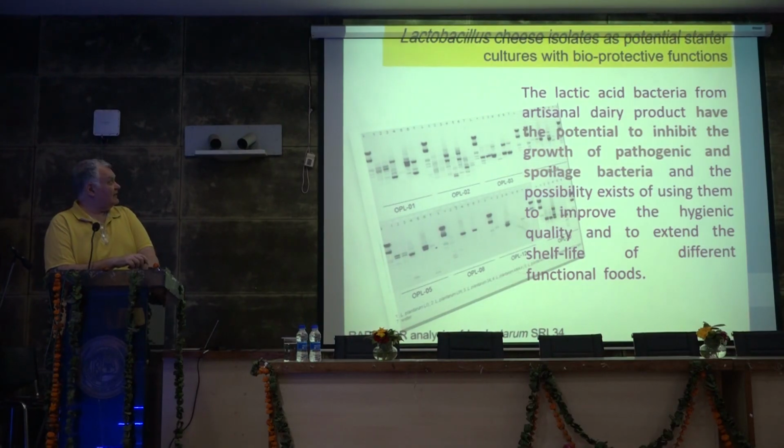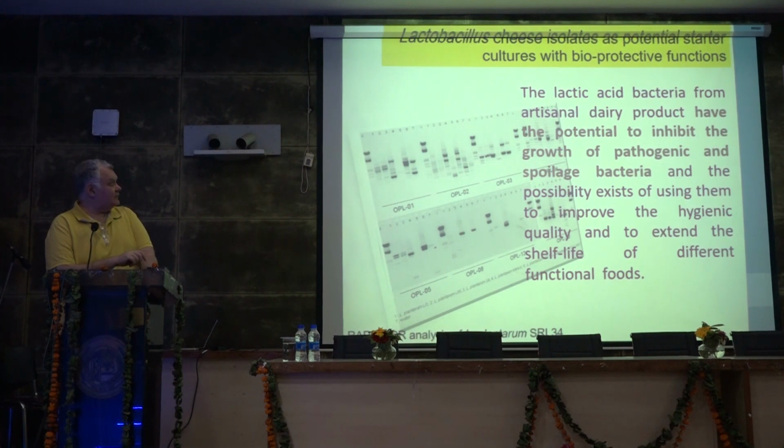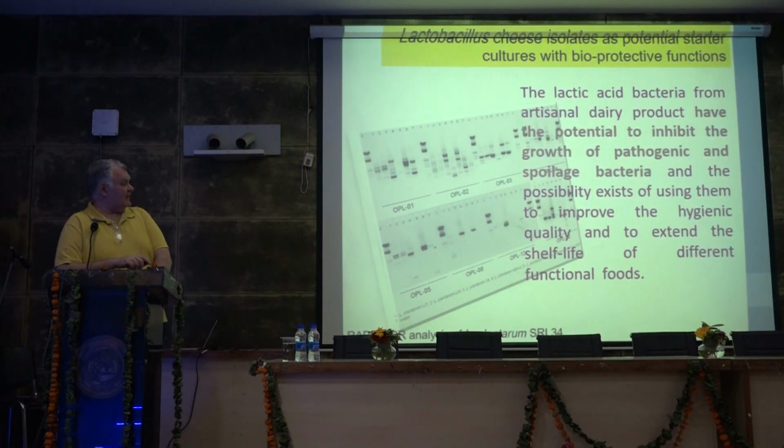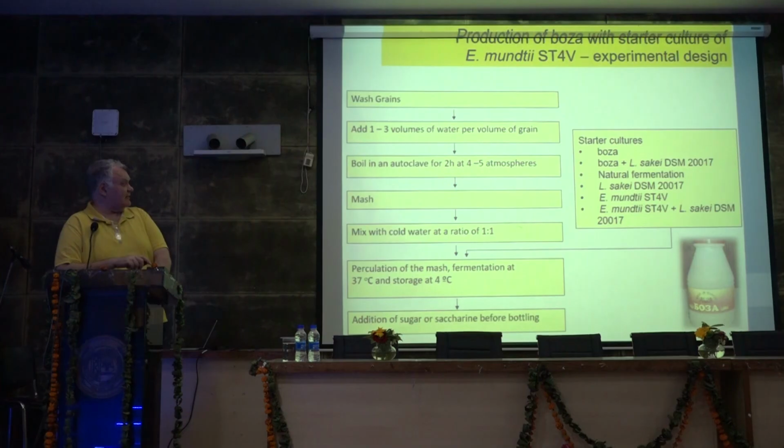So the important take-home message is that the lactic acid bacteria from dairy products have enormous potential to reduce the spoilage and other foodborne microorganisms, and they're important for the hygienic quality of these products, because obviously we don't want spoilage microorganisms, we want the stability of the products, and we want to be sure that all these products will have a safe and appropriate appearance.